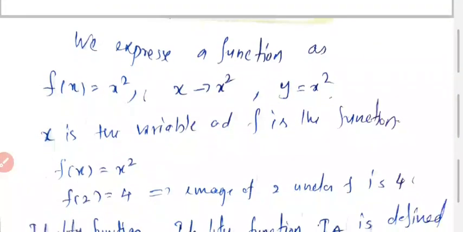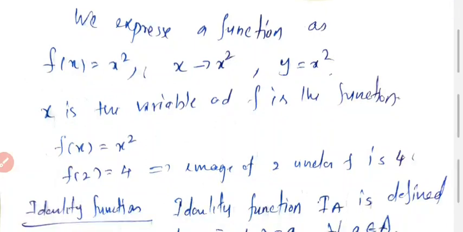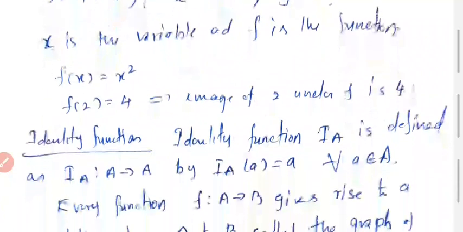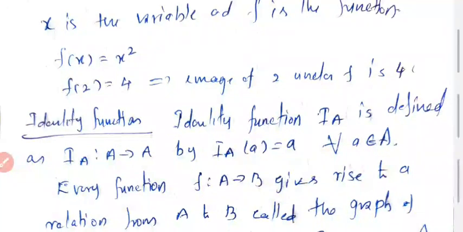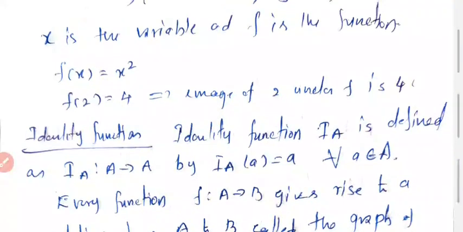These are the examples for function f of x equal to x square, or we will call it x square is a function of x. x goes to x square, y equal to x square, like that. Here x is an independent variable, y is a dependent variable. Next we have the image. If f of x equal to x square, f of 2 equal to what? 4, right? So 4 is the image of 2 under f. Understood?